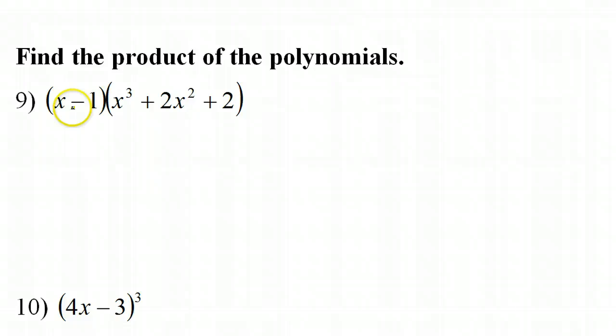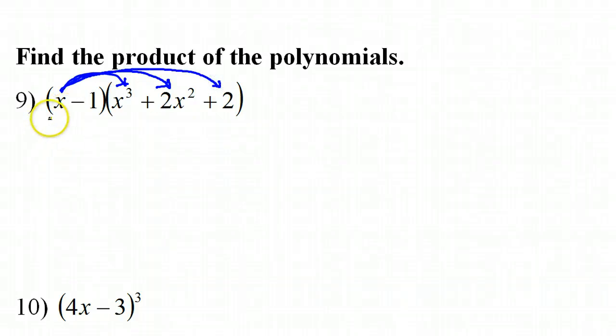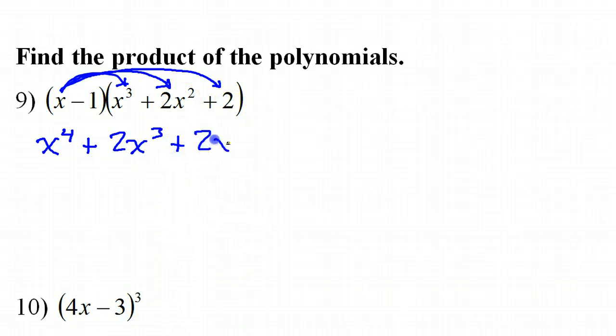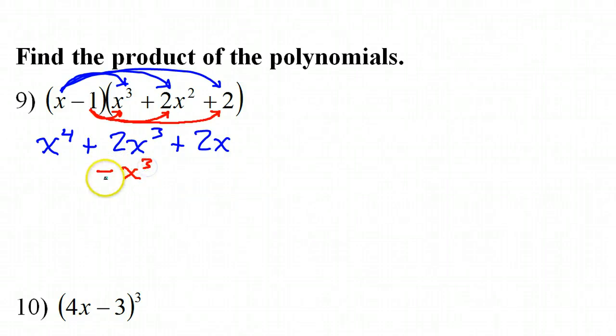Now for number 9, we have to multiply twice. Okay, so we're going to start with the x and we will distribute the x. So x times x to the third power is going to make x to the fourth power. X times 2x squared is going to make 2x to the third power. And then x times 2 is going to make 2x. Then we're going to go back and distribute the negative 1. So we'll do negative 1 times everything. Negative 1 times x to the third power is negative x to the third power. Negative 1 times 2x squared is negative 2x squared.